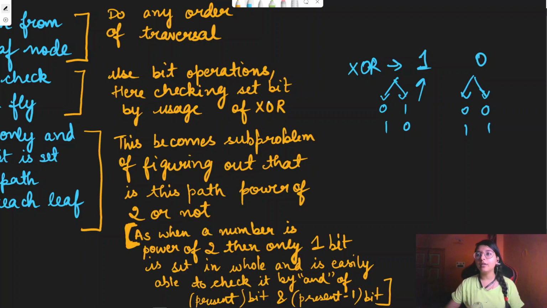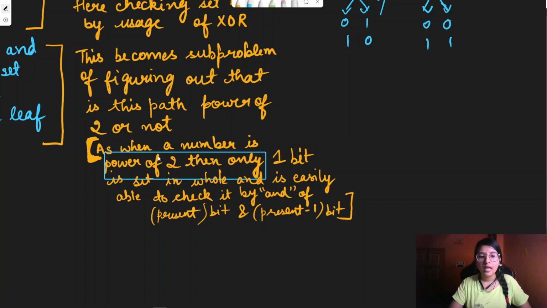Now comes the next part, for checking whether this particular number has only 1 bit set or not. For that purpose, we will be doing the same way we do for checking whether a number is a power of 2 or not. Because when a number is a power of 2, then only 1 bit is set in whole, and it is easily checked by AND of the present number and the present number minus 1. So that's why the third part of this question would be like this.